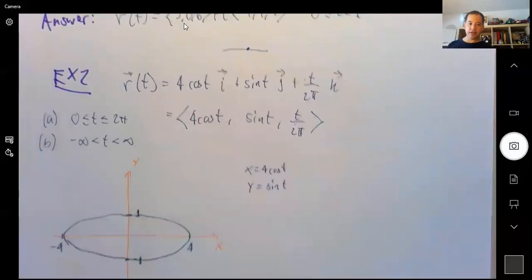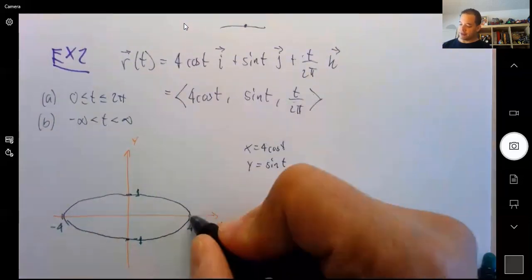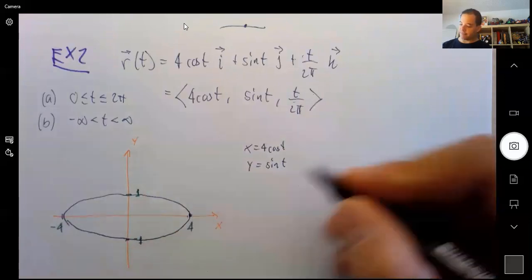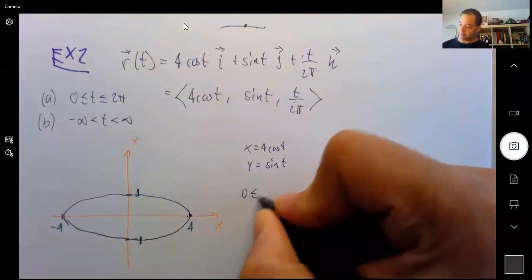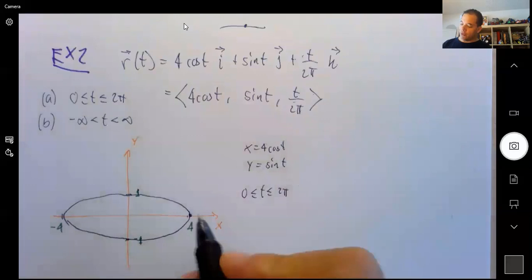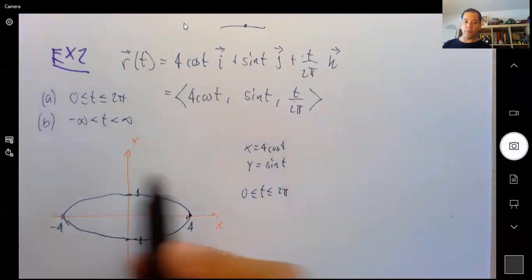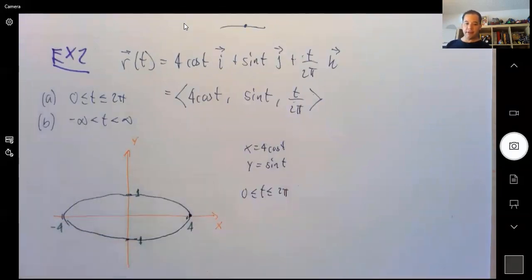And this is how it looks when you go from 0 to 2 pi. You go once around this ellipse. If you insist that t keeps going, then you just go around and around and around, right? You're just overlapping the same ellipse.